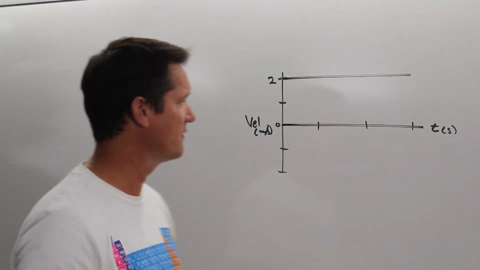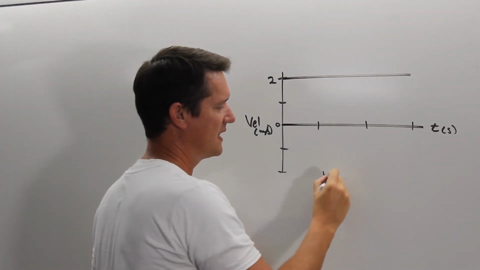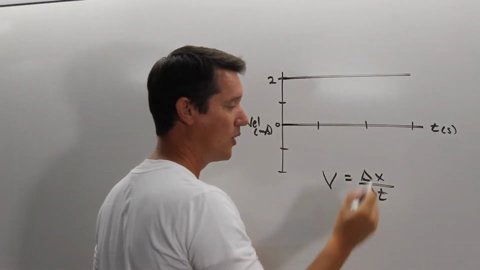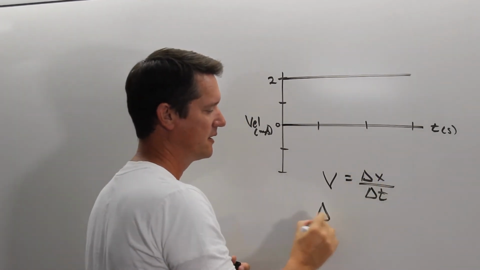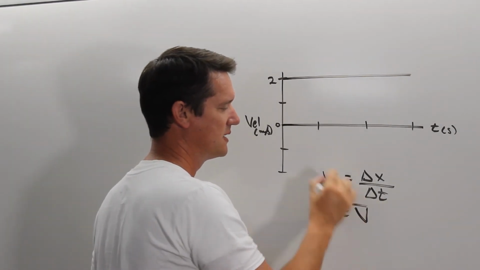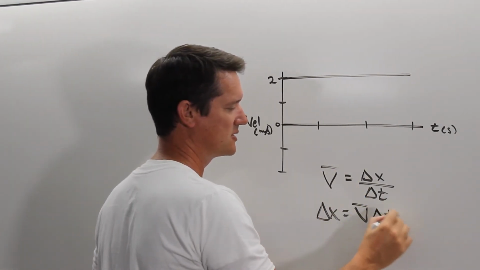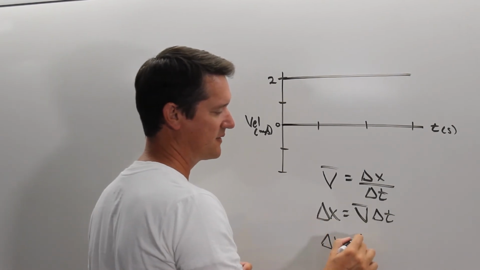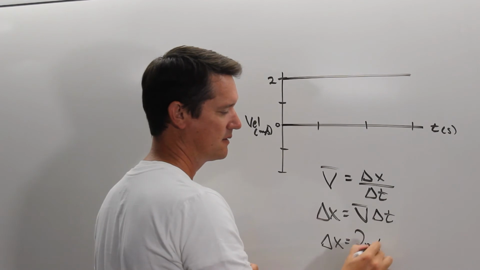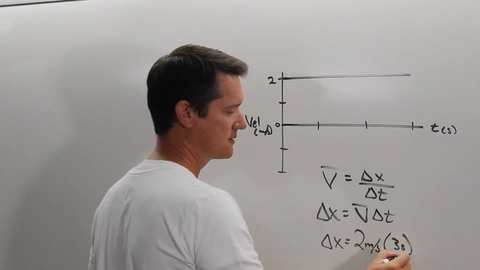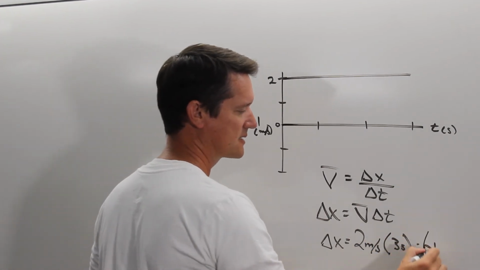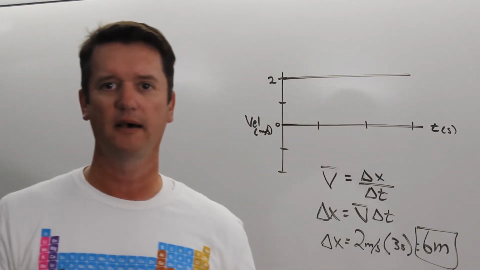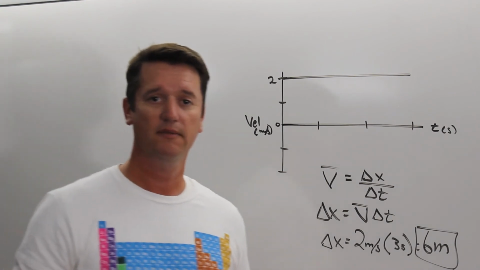I can actually solve that using our equation. That velocity is change in position over change in time, or moving velocity over here, change in position is equal to average velocity times the change in time. So in that case, the change in position is going to equal my average velocity of 2 meters per second times 3 seconds, which gets me 6 meters. It's pretty easy to do using some math.